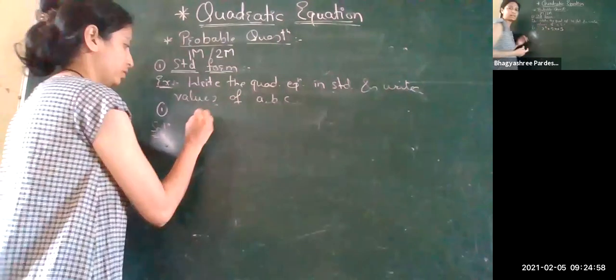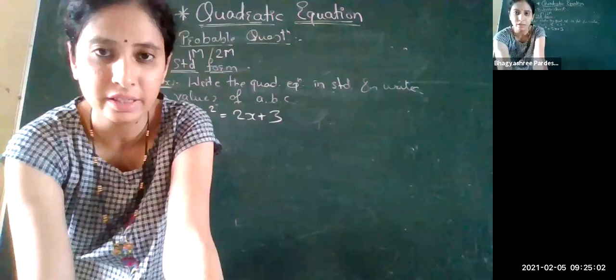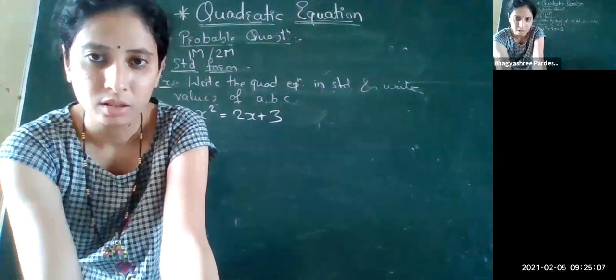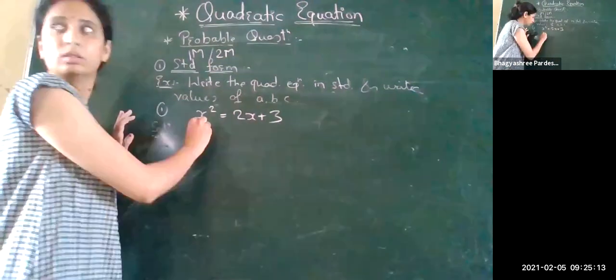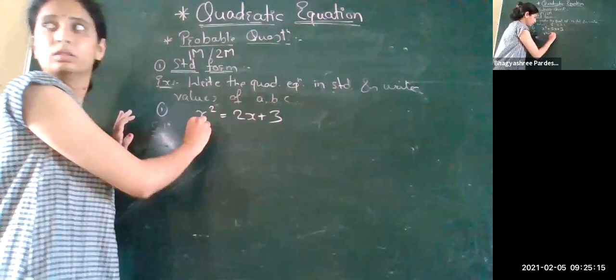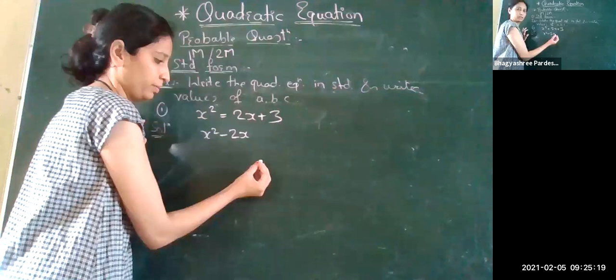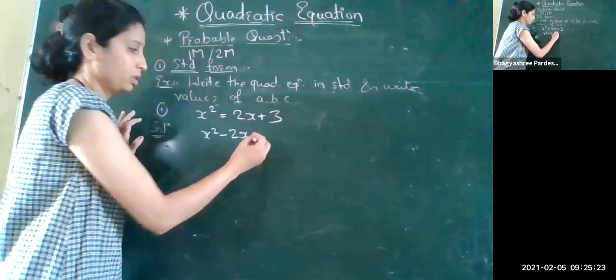Yes, can anyone tell me what will be this in the standard form? How can we write this one? Yes, anyone? Yes, Lakshmi, what will be the standard form of this one? x square minus 2x minus 3 equal to 0. Okay, this is the standard form.